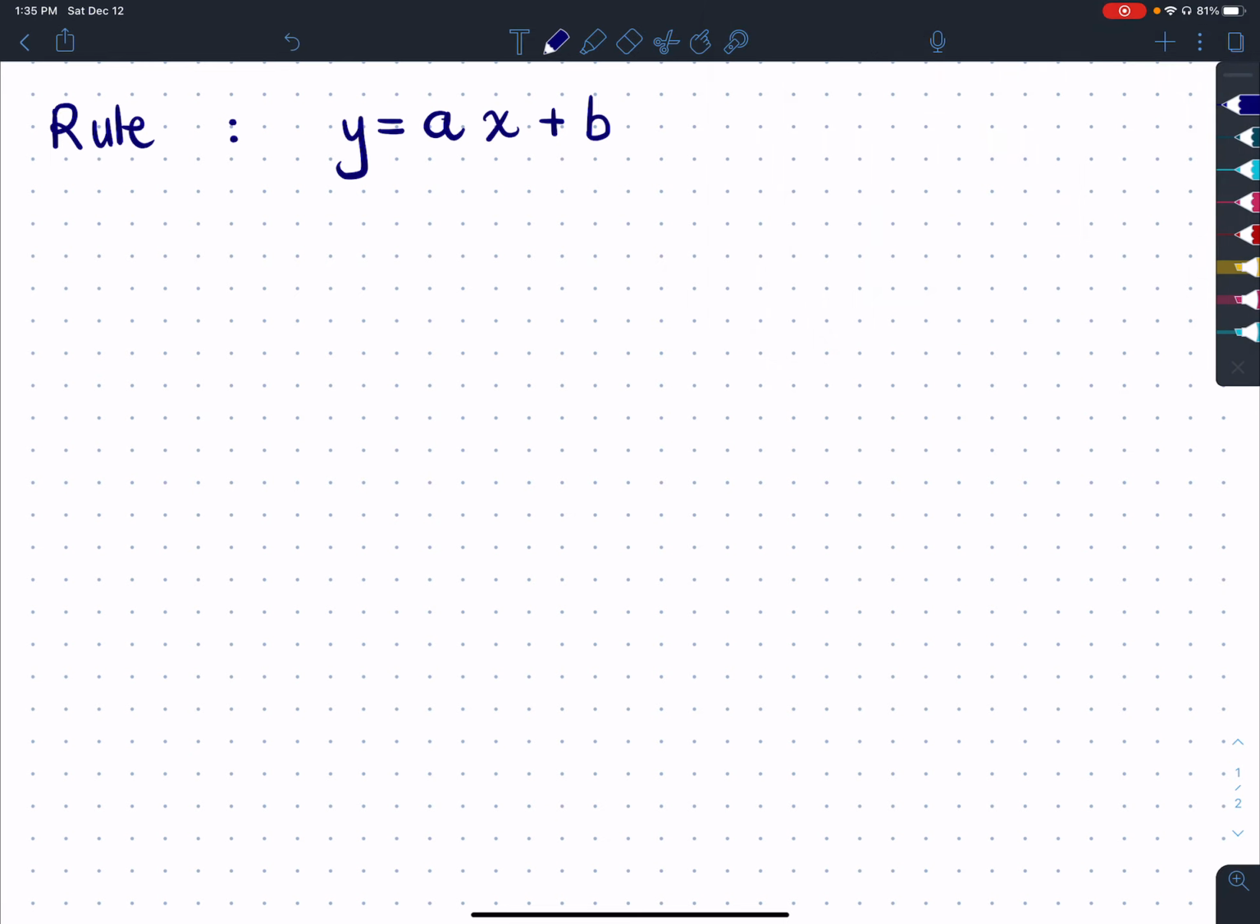So here you have your dependent variable, y. Equals a, which is your rate of change or your slope. So both of those things mean the same thing: rate of change, also known as slope. This is how much your function or your line is changing for every value of x that you go up by. So every time you increase x, it will change by this much.